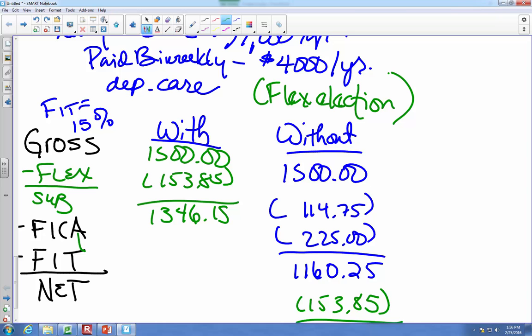So why does an employer like this then? More complicated to run payroll. Does the employer like it? He does. He saves money. How come? Yeah, he pays less matching. 201.92.